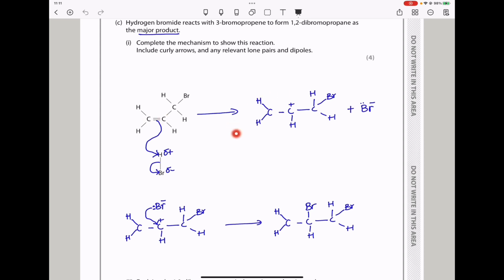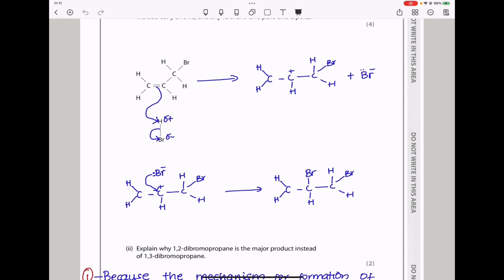So since we are looking for formation of a major product, we're going to have a major carbocation, and in this case this hydrogen is going to bond here so that this becomes the positive carbon. So we can see we have a secondary carbocation. And then in the next step, this is going to come here, so we can see Br minus coming to the carbocation in order to bond and form this product.